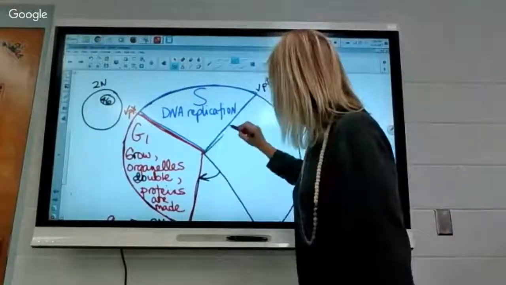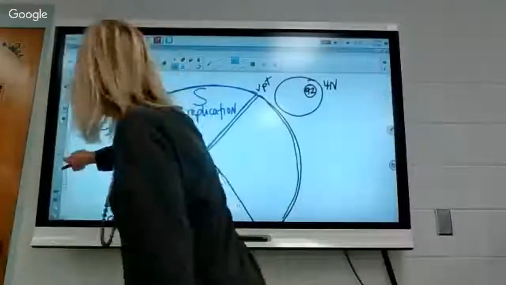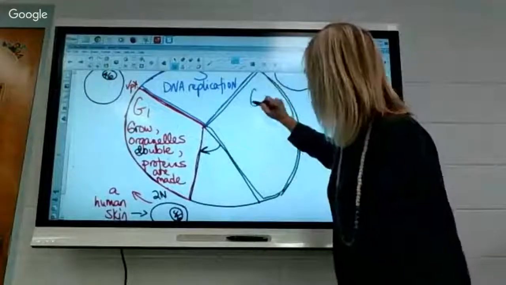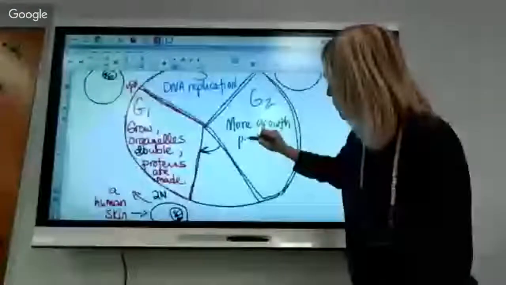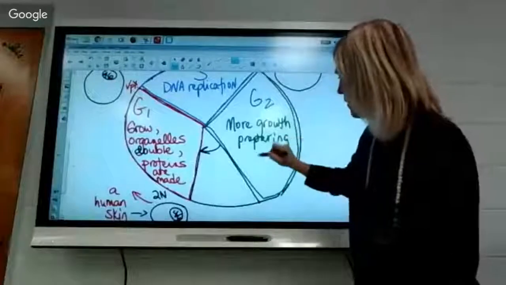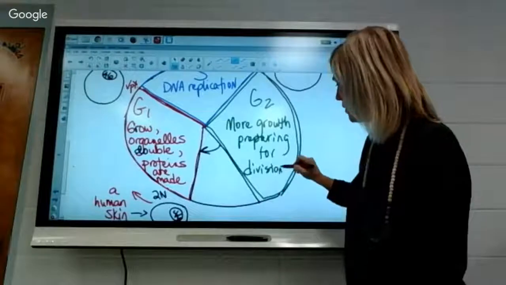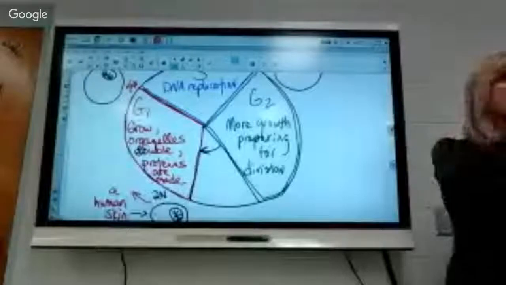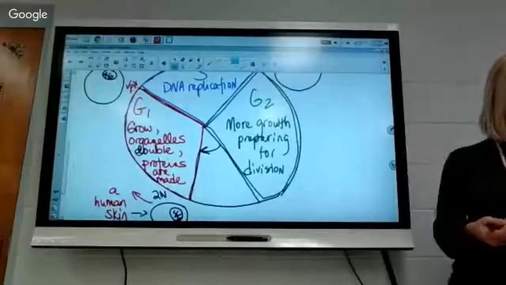Now here's the third stage before it can divide. This is called G2, and this is just more growth, preparing for division. As you take the notes down, you're going to have to be able to match up the stage with the event. You have to be able to tell me and arrange the events in the right order. That's the kind of quiz you're going to have coming up.